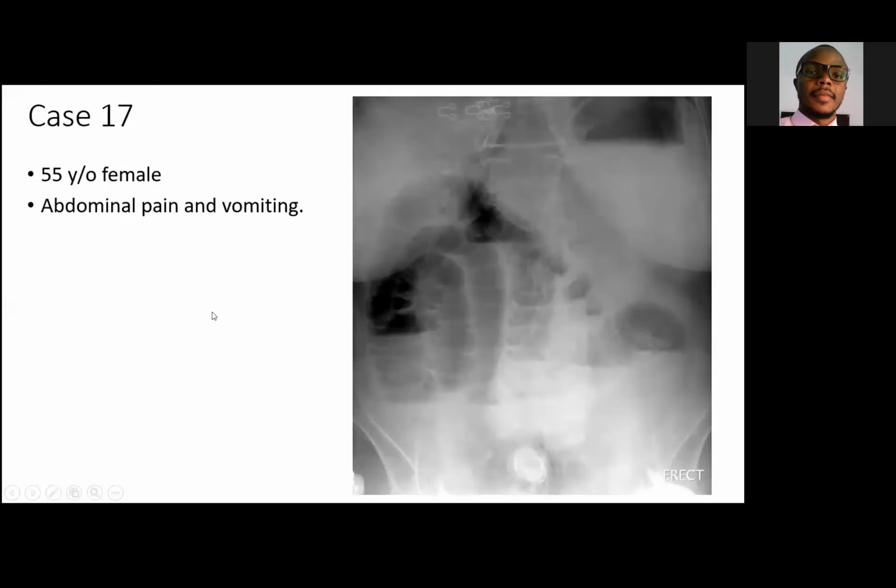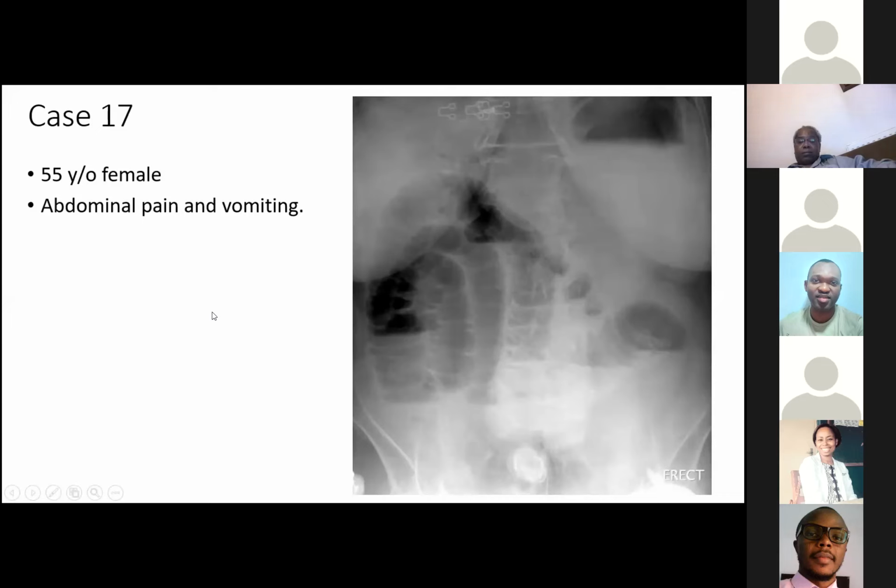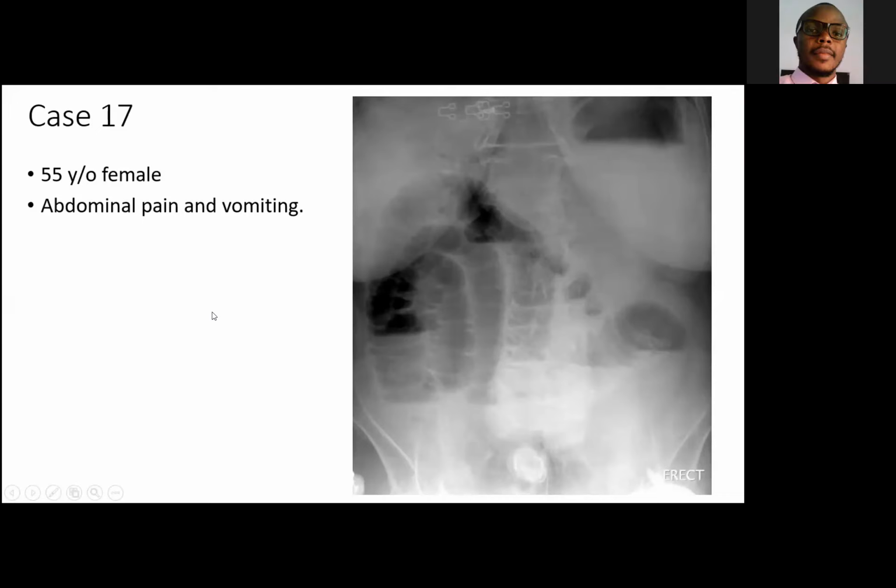The next case, number 17, is a 55-year-old female who had abdominal pain and vomiting. She had recently been admitted with a history of right upper quadrant pain and jaundice, a couple of weeks ago, which had settled down. And then she's now come back into hospital with abdominal pain and vomiting. It's not the best quality X-ray, I have to say, but certainly the clues are there as to what's going on with this patient. This exam was performed erect.